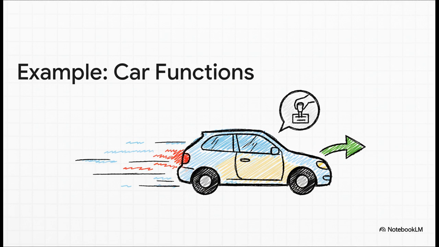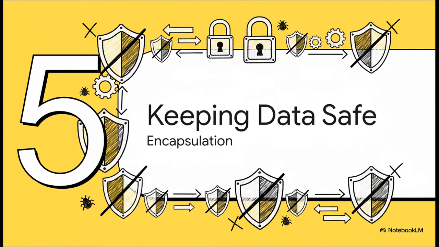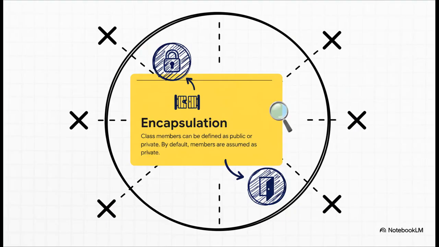Now, do you see it? The data, like the speed, and the functions that change that data, like accelerating, are now bound together in one logical package. That right there is the magic of OOP. But just bundling things together isn't the only trick. OOP also brings in this really critical idea for preventing bugs and making sure your code is solid: protecting your data. It's a concept called encapsulation, and the idea is actually pretty simple.